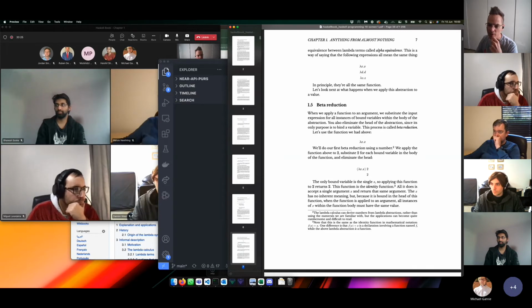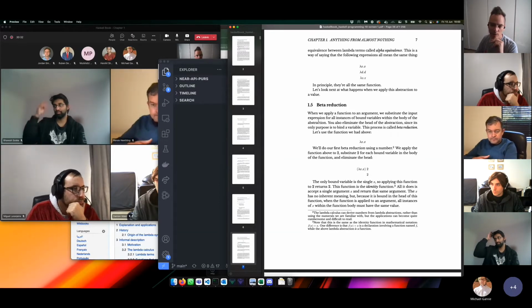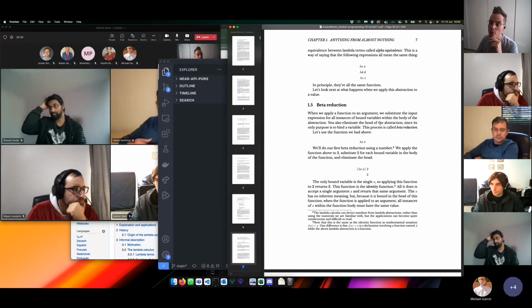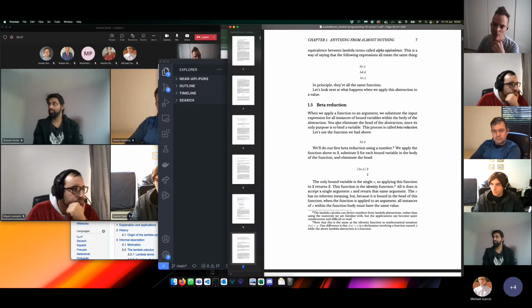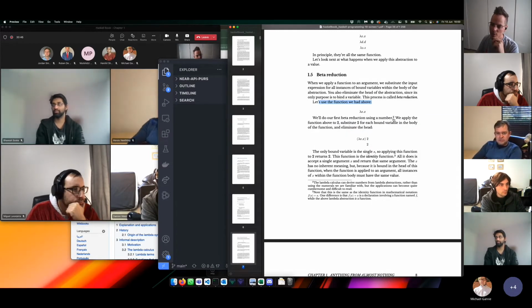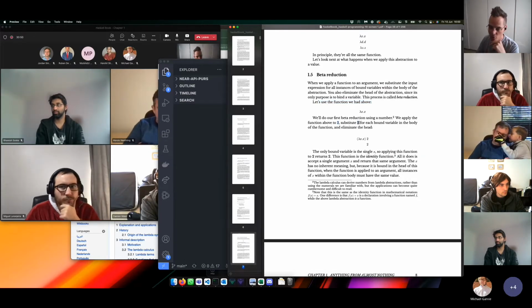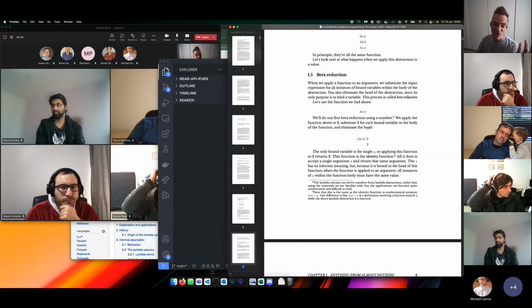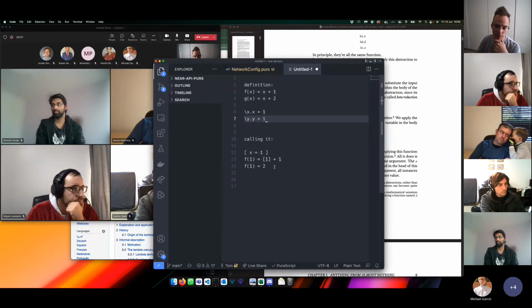Okay, beta reduction. When we apply a function to an argument, we substitute the input expressions for all instances of bound variables within the body of the abstraction. You also eliminate the head of the abstraction since its only purpose is to bind a variable. Okay, that's called beta reduction. Let's use the function we had above. Okay, we'll do our first beta reduction using a number. We apply the function above to 2, substitute 2 for each bound variable in the body of the function, and eliminate the head. That's a lot of words just to say, yeah, we just evaluate.